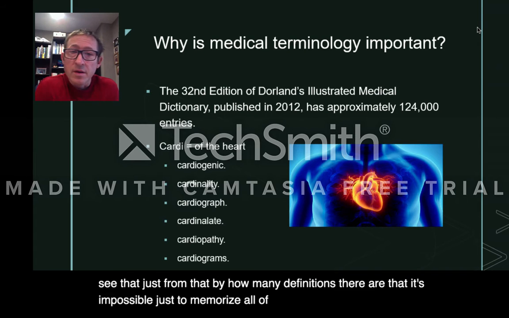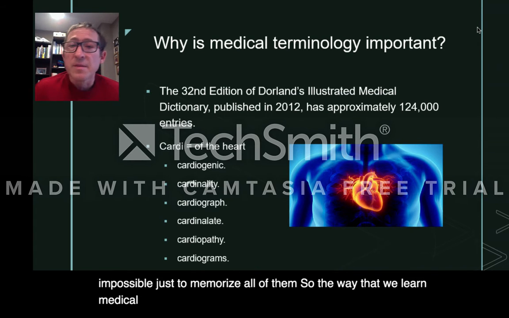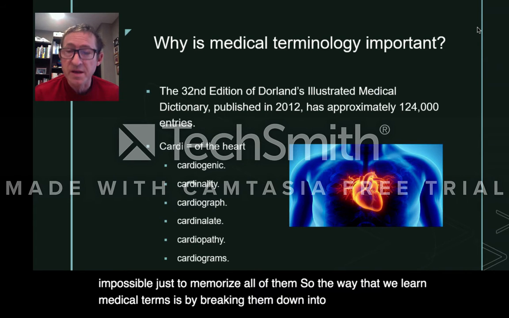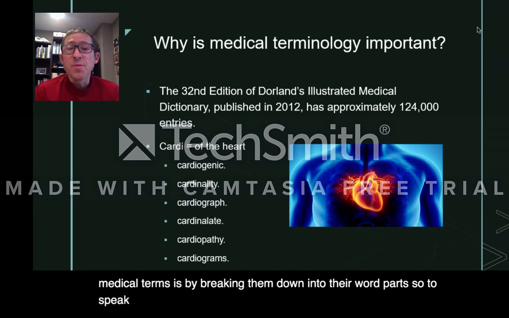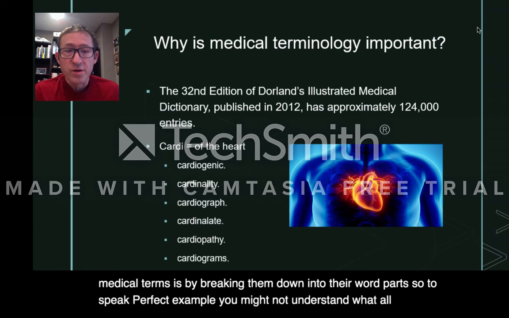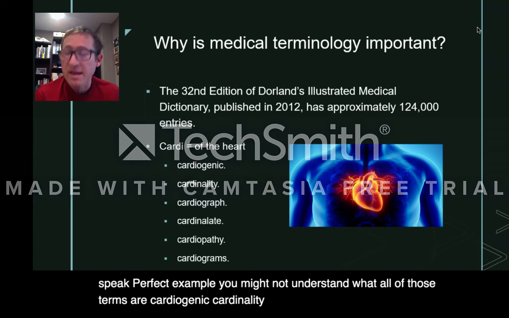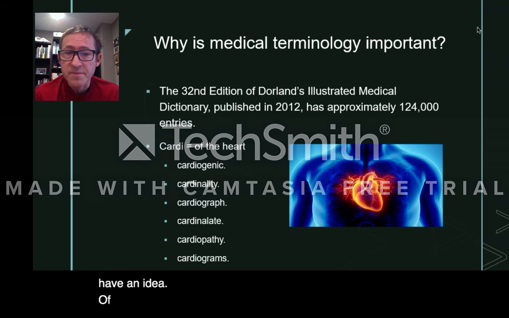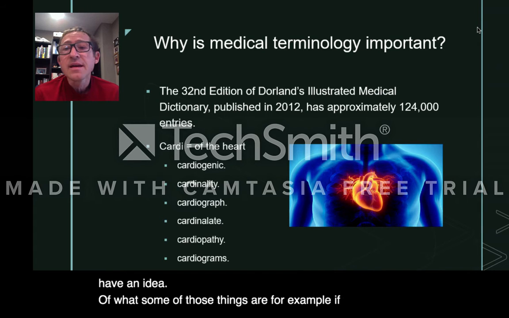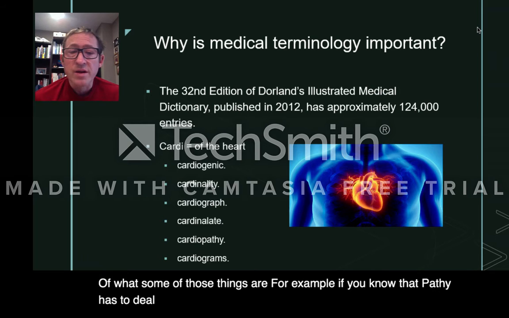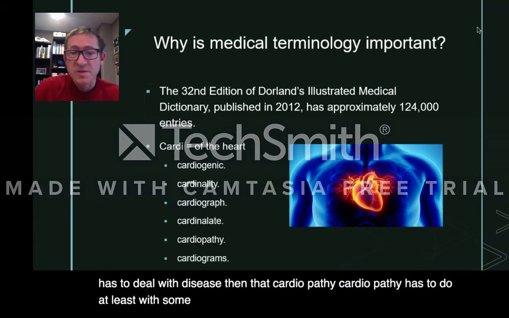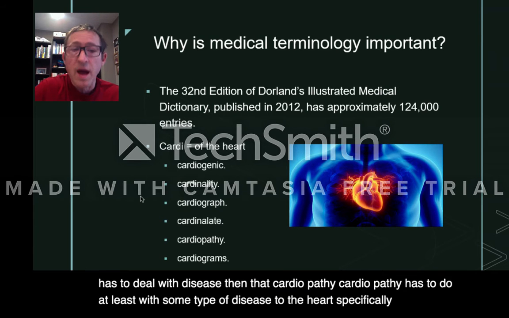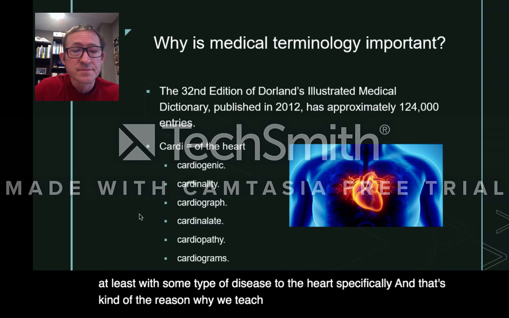So the way that we learn medical terms is by breaking them down into their word parts, so to speak. A perfect example, you might not understand what all of those terms are: cardiogenic, cardianality, cardiograph, cardianulate. But if you know that cardi refers to the heart, then at least you have an idea of what some of those things are. For example, if you know that pathy has to do with disease, then you know that cardiopathy has to do at least with some type of disease to the heart specifically. And that's the reason why we teach medical terminology in the way that we do.